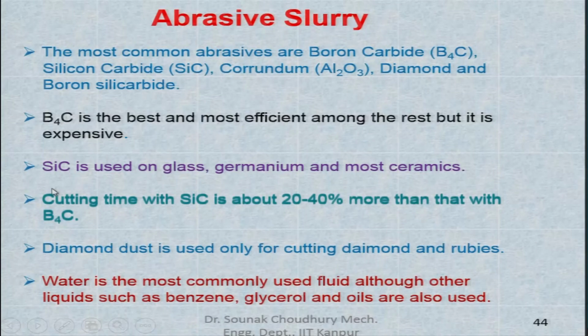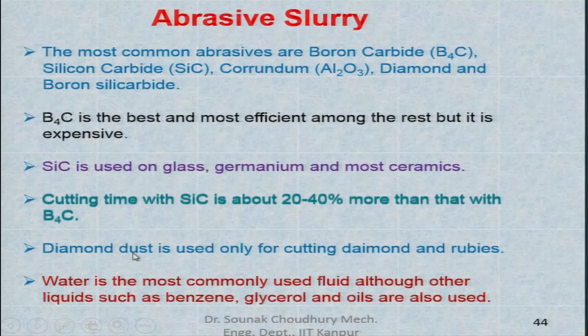Now, silicon carbide is used on glass, germanium and most ceramics, because ceramics are brittle materials, by the way, and glass is a brittle material, they are very hard materials. So silicon carbide is quite suitable for that. Cutting time with silicon carbide is about 20 to 40% more than that with boron carbide. It takes more time.